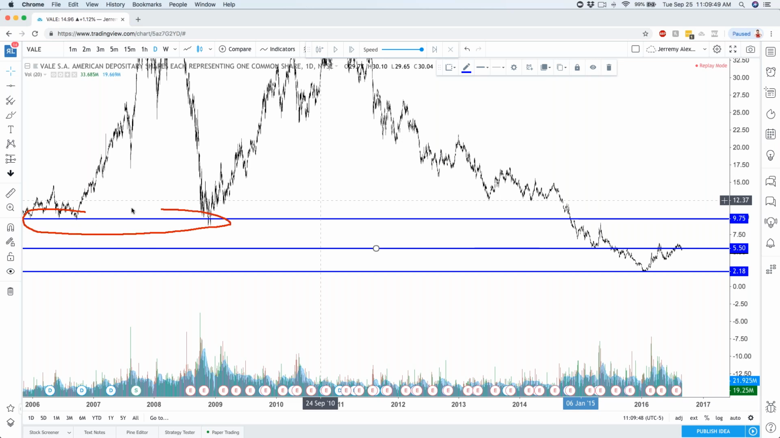This line up here I drew based on this support resistance back from 2006 to 2009. This line was based on that little pivot right there, and this line was based on that pivot right there. Those are the 3 things that my eyes saw to help me draw those lines.